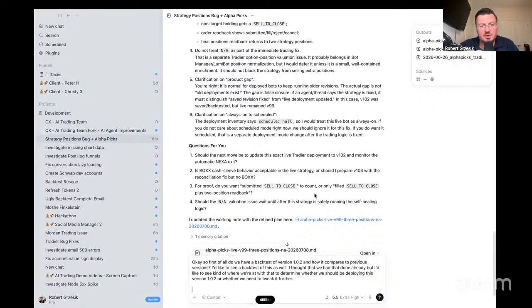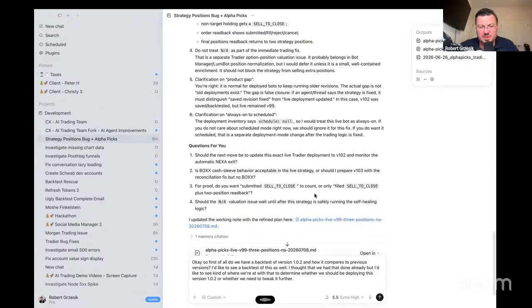Right. And then your third question is, for proof, do you want submitted sell to close to count or only filled sell to close plus two position read back? No, you need to wait for a fill. Just because you submitted something does not at all mean that it has been sold. You need to make sure that gets filled.